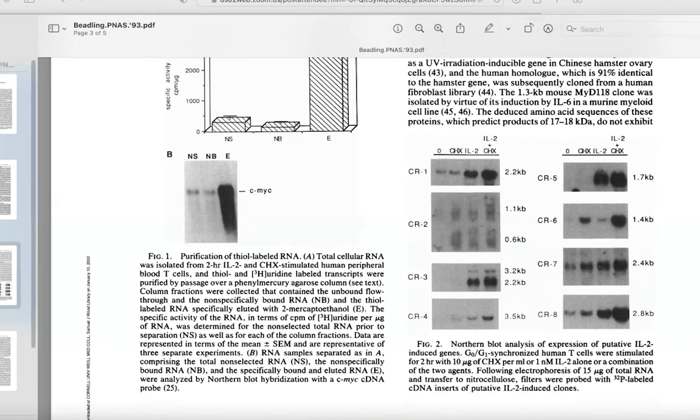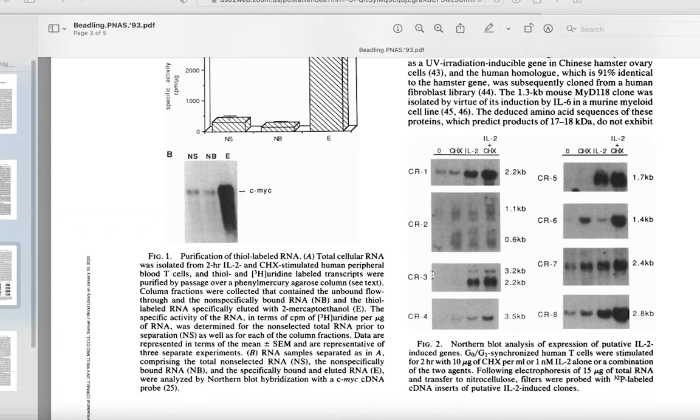And she came up with basically 8 new genes that had never been described before, that had not been analyzed like this before with IL-2 and cycloheximide. So we decided to call these cytokine response genes. This is number 1, 2, 3, 4, et cetera, 5, 6, 7, 8. And so this is no addition.